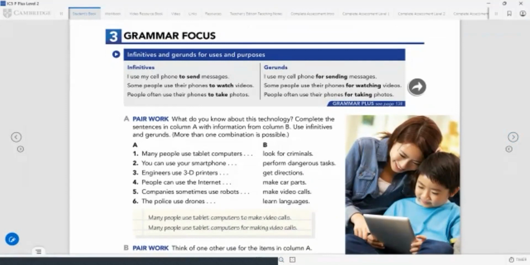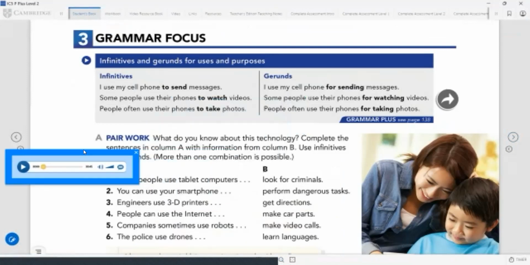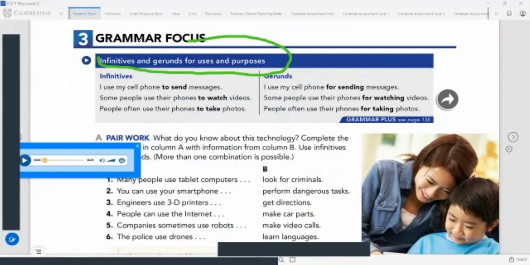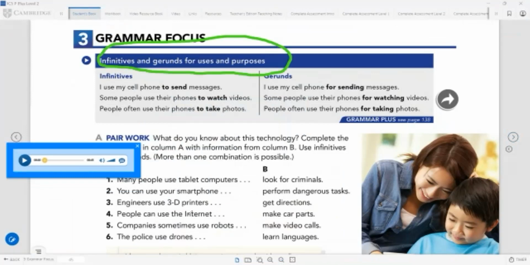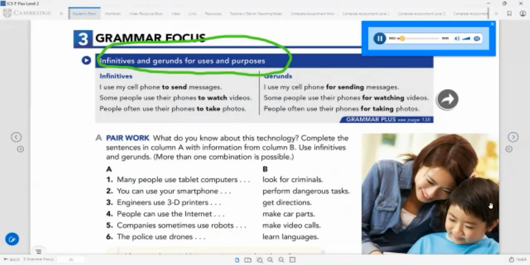So listen to this explanation, okay? Infinitives and gerunds for uses and purposes. This is the topic for today. This is the grammar for this activity. So listen. Page 45, Exercise 3, Grammar Focus, Infinitives and gerunds for uses and purposes.